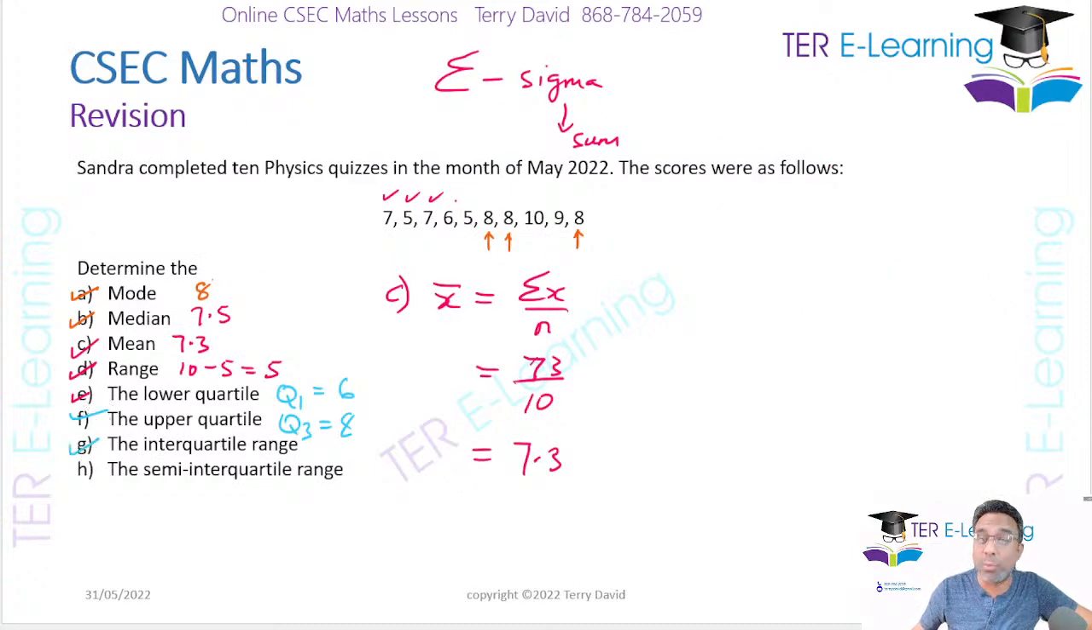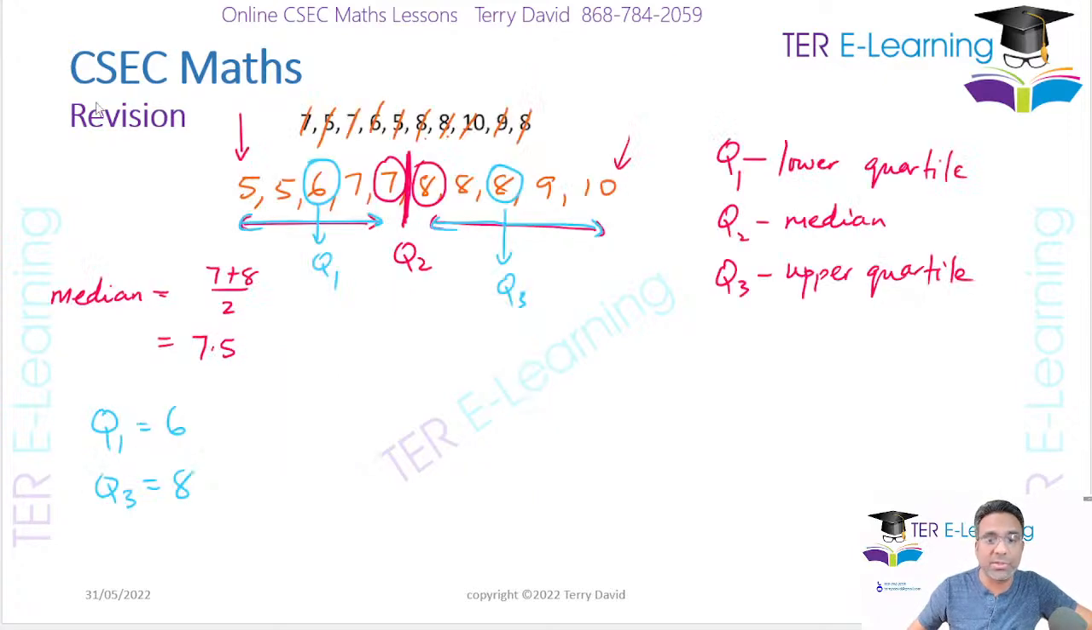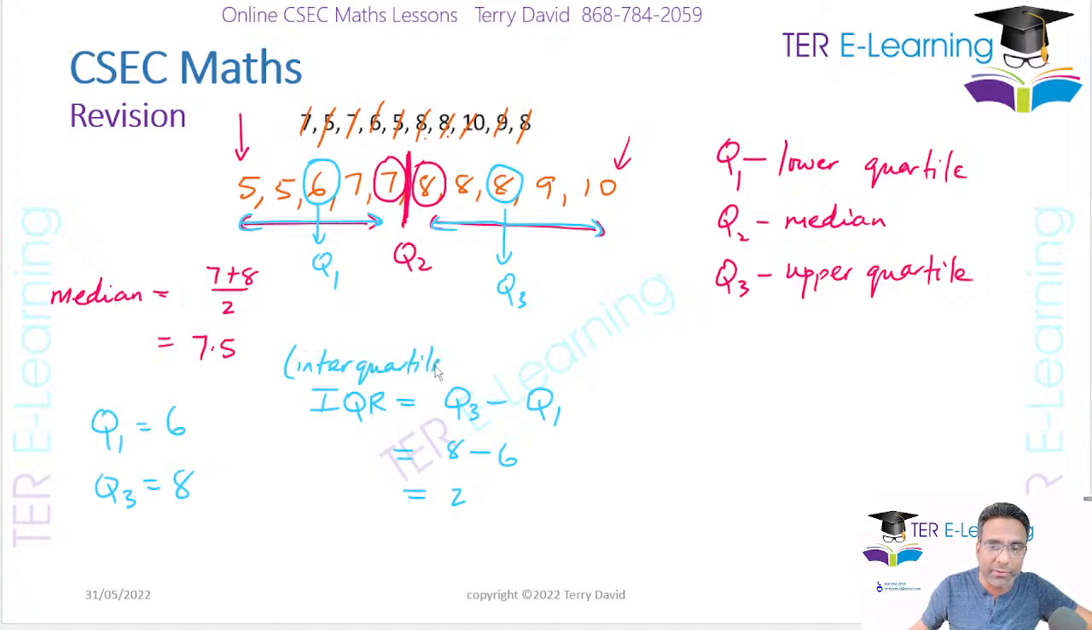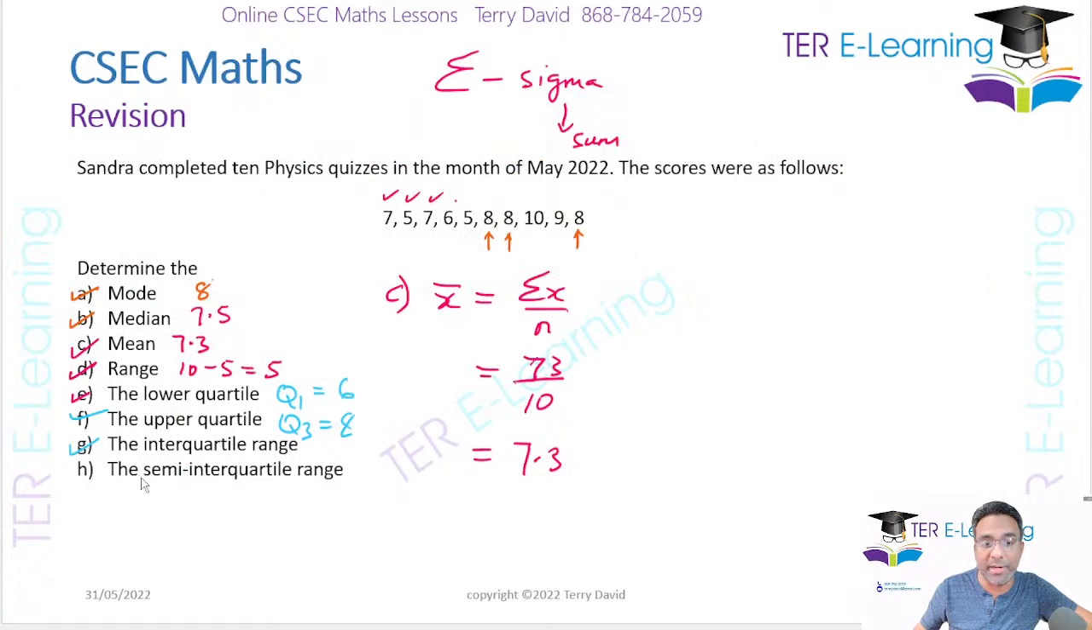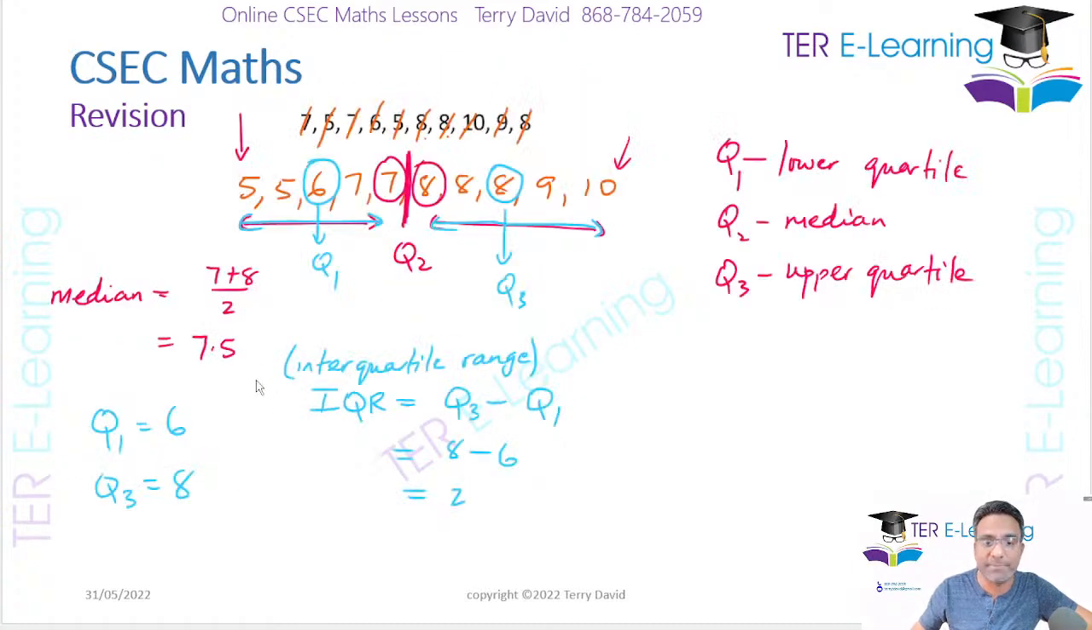The next thing they want is what is my interquartile range. So you all need to know this formula for the exam. Your interquartile range is simply your upper quartile minus your lower quartile. So all we're going to do here is take 8 minus 6, and you're going to get 2. So 2 is my interquartile range. So you might see that word in the exam, interquartile range. So that's going to be 8 minus 6. Please, you need to know that formula for your exam. That's part G.